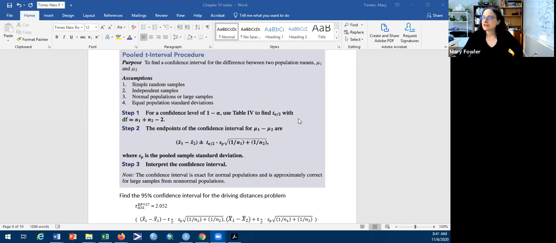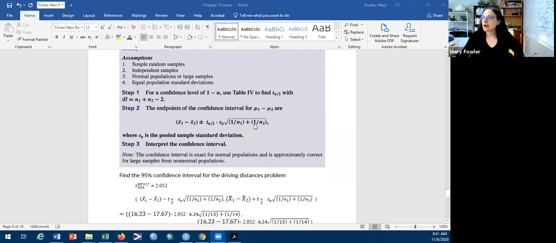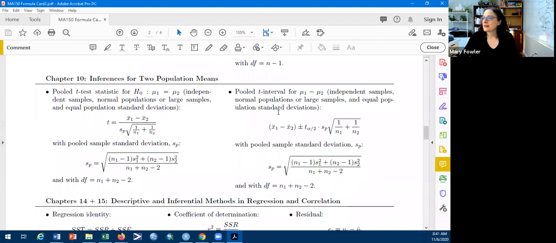So for the confidence interval, we're going to use this formula, also on the formula sheets. So take a moment, please, and look at the formula sheet. And for chapter 10, the confidence interval formulas are over here on the right.